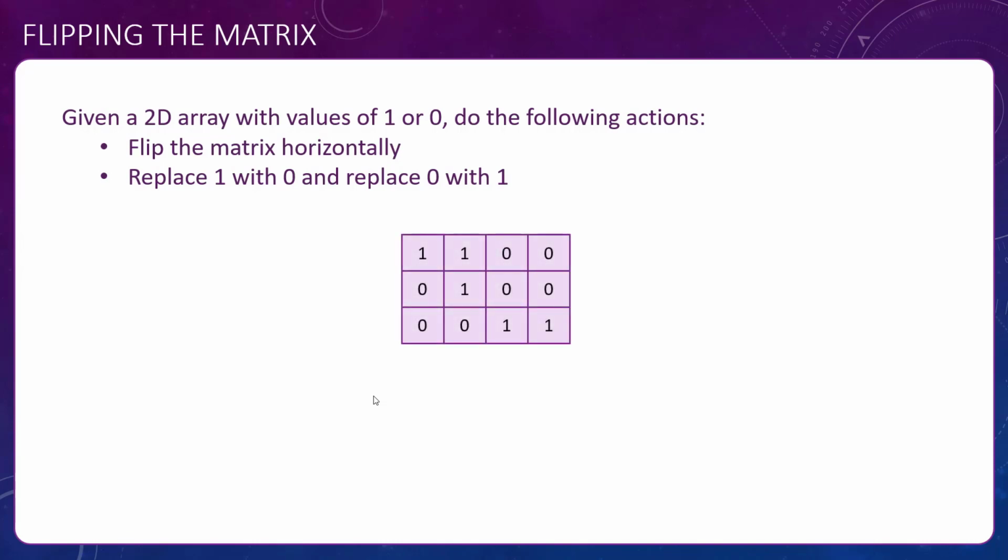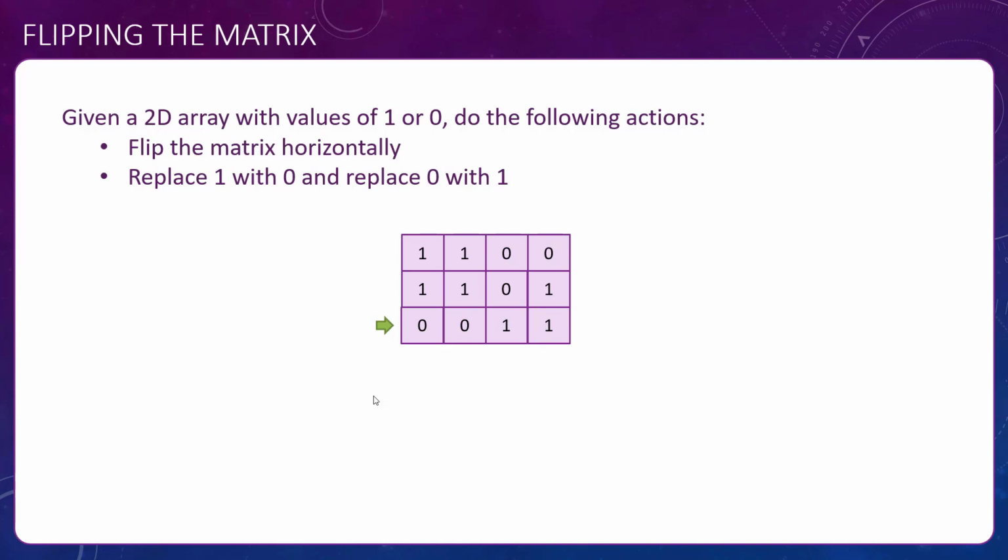Okay, so for example, we have this matrix with the first row 1 1 0 0, next is 0 1 0 0, and the next row is 0 0 1 1. Alright, so for the first row, we have to flip it horizontally, and we go to the second row, flip it again, and then the last row, flip it once again. Now it says that we have to replace 1 with 0 and replace 0 with 1. So let's do that. If we replace that, we should get these values. Second row, we should get these values. And then for the last row, 1 1 0 0 will become 0 0 1 1. So that is the expected output.